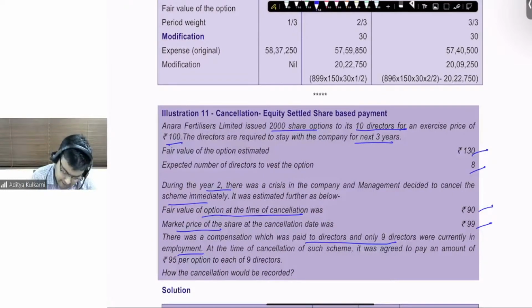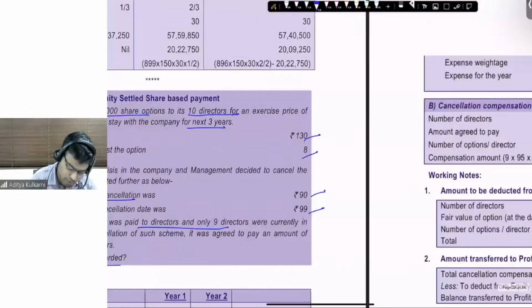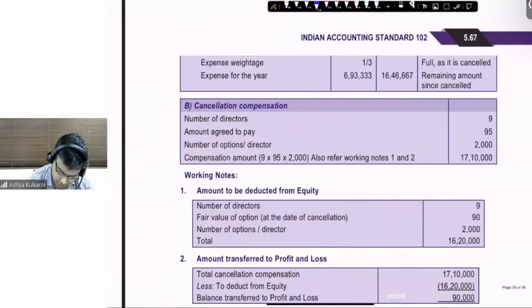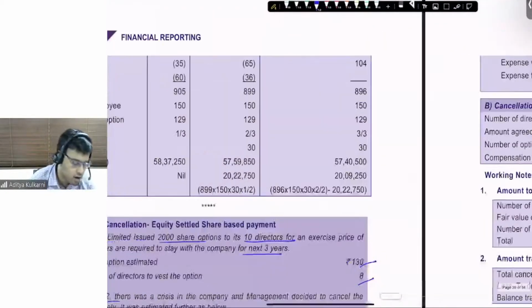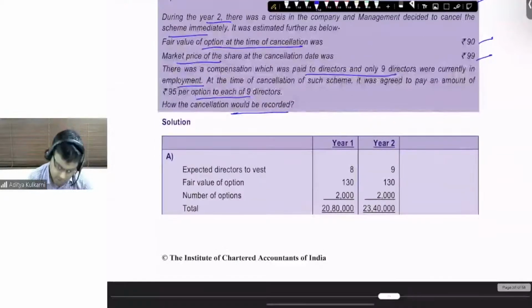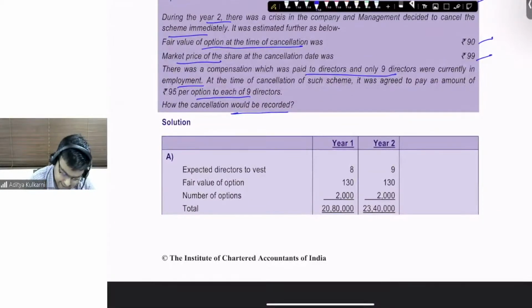At the time of cancellation, it was agreed to pay an amount of rupees 95 per option to each of the 9 directors. How would this be recorded? So you can just have a look. First one is we record the expenses. So 8 directors expected to vest at the beginning of year 1.